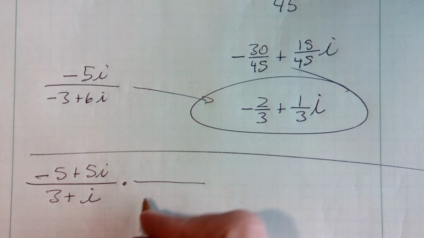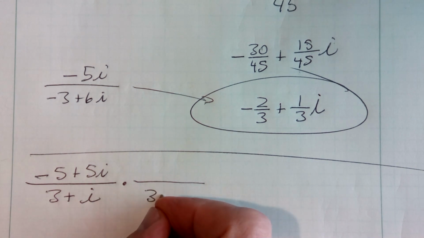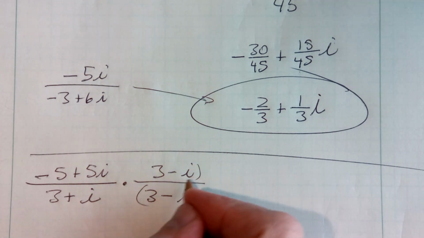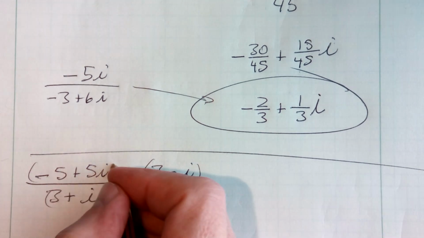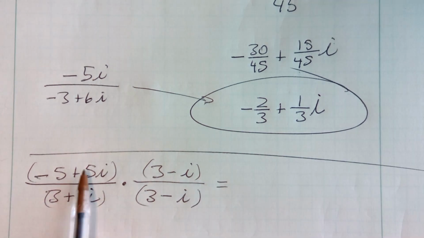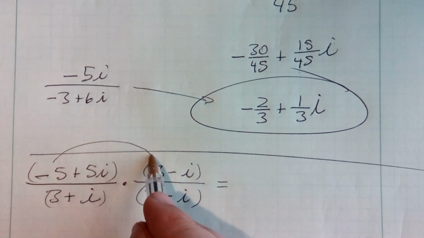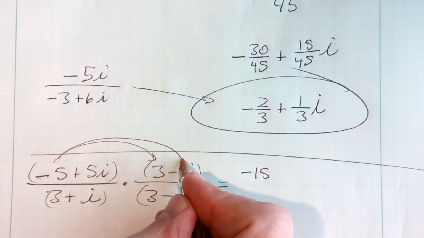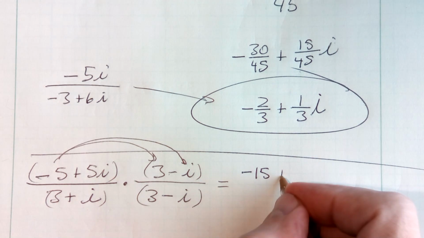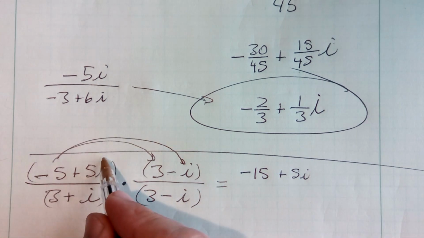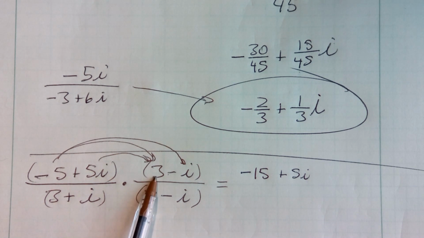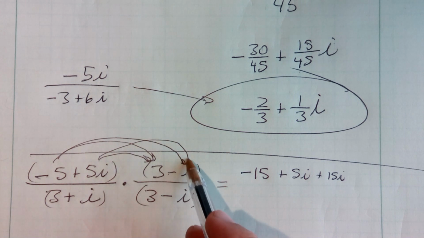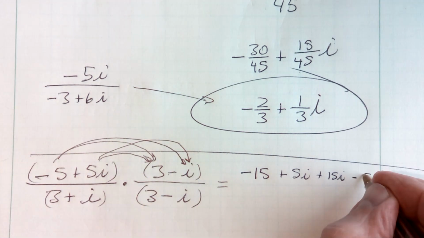What you have to do is multiply by the conjugate of the bottom. So I'm going to multiply 3 plus i by 3 minus i, top and bottom. Again, if it helps, put your expressions in parentheses, and we're going to FOIL or distribute. Negative 5 times 3 will be negative 15. Negative 5 times negative i will be a positive 5i. 5i times 3 will be a positive 15i. And 5i times negative i will be a negative 5i squared.